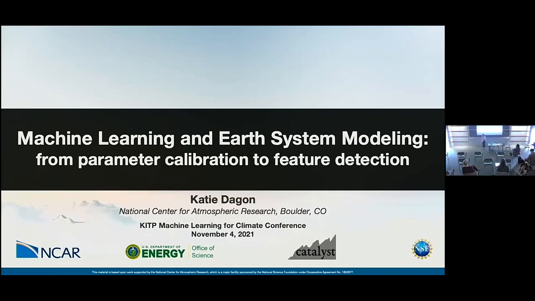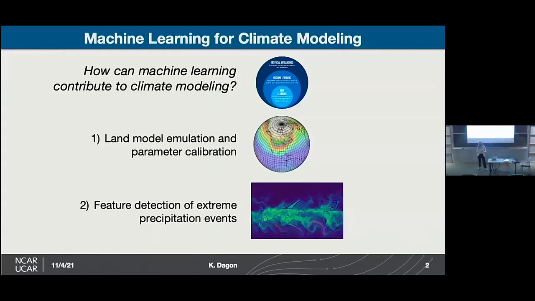My title is different than what's in the program because I actually went and reworked my talk a little bit after seeing all the wonderful talks this week. I'm going to talk about two different projects that I've been involved with on machine learning for climate modeling. And I think both will have interest to this group based on some of the really nice discussions we've had so far. So I'll talk first about some parameter calibration and emulation work I've done with a land model, and then I'll talk about what's in the program, which is the feature detection of extreme precipitation events.